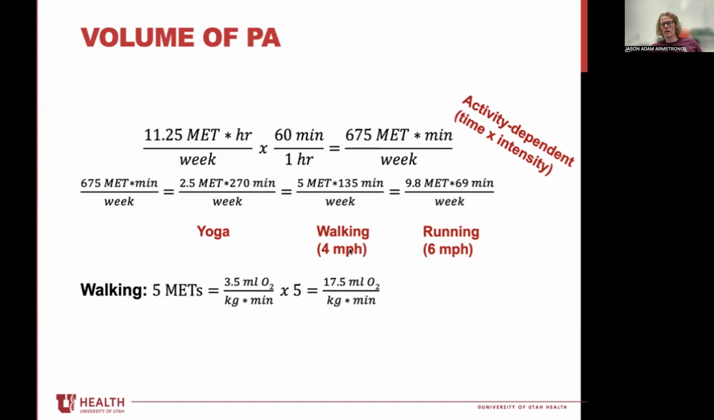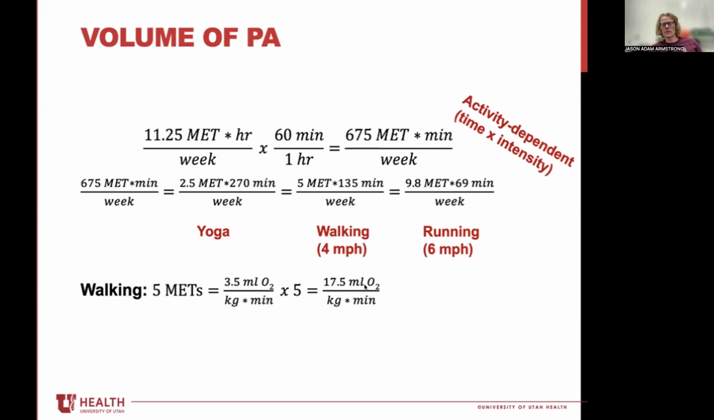Now, if I'm walking at 4 miles per hour, a 5 MET activity, I would need to do that for 135 minutes per week. And if I'm running at 6 miles per hour, I need to do that for 69 minutes per week. Notice, like we were talking about earlier, frequency might not matter here. So I could do this all in one single session, or I could break that up. Let's say it's 135 minutes. I want to do it 5 different times. That would be what? 27? Is that right? Yeah, so I would do 27 minutes of walking 5 days a week.